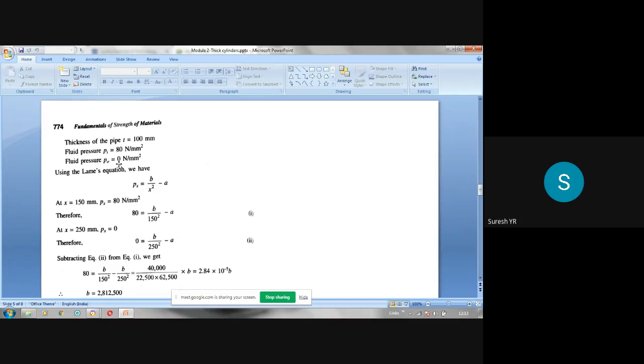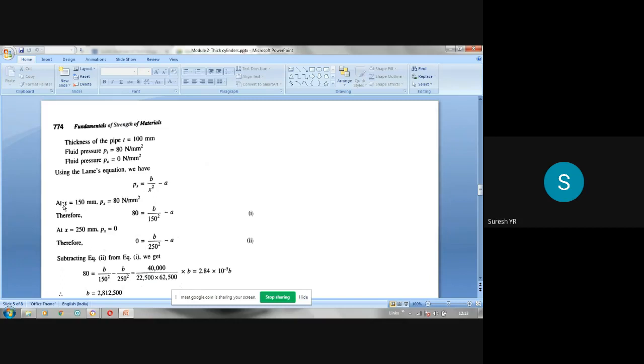First equation, Lami's equation, you can use here. So using Lami's equation, Px is equal to b by x square minus a. This is the equation for the radial pressure. We will use this equation because we know the value of P here.